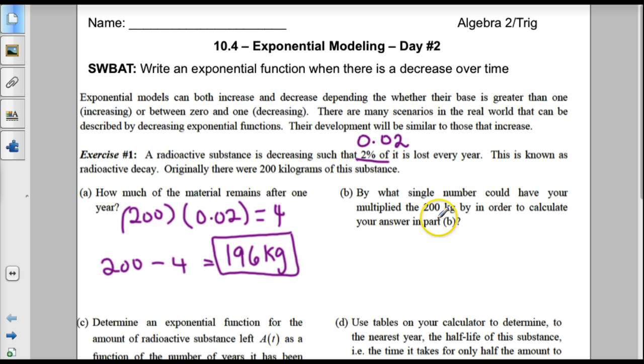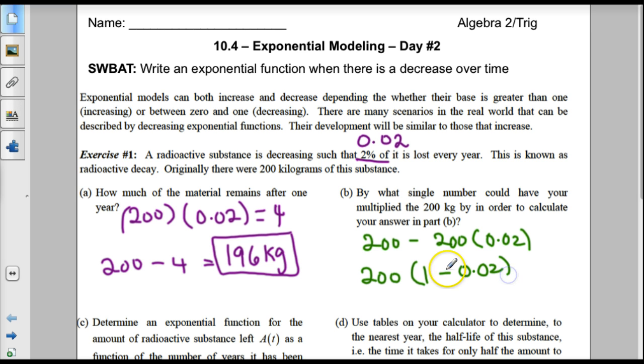By what single number could you have multiplied this? So remember, how did I get this answer? I had 200 and then I subtracted 200 times 0.02. Now, if you look at this expression, they have a 200 in common. I take that out, and I'm left with 1 minus 0.02. The minus came from here. So this actually becomes 200 times 0.98. So the question says, what single number could I have used? If I multiplied the 200 by 0.98, I could have also gotten the 196.